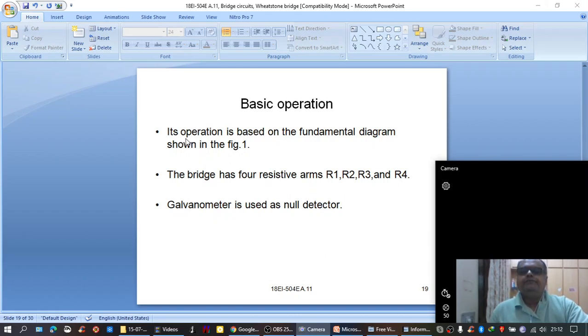Let us see. Its operation is based on the fundamental diagram shown in figure 1. The bridge has 4 resistive arms R1, R2, R3 and R4. Galvanometer is used as a null detector.